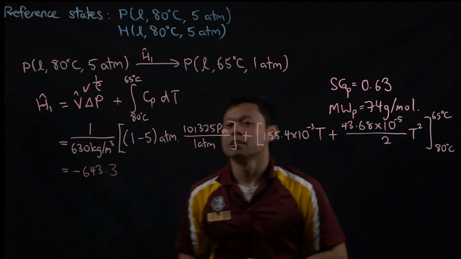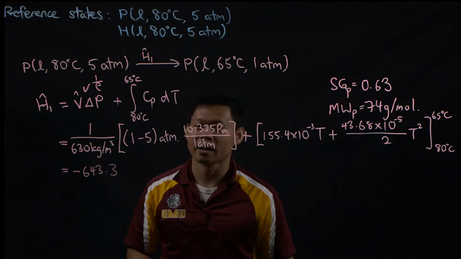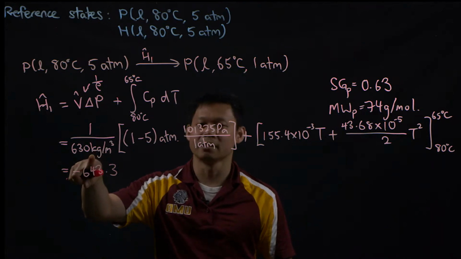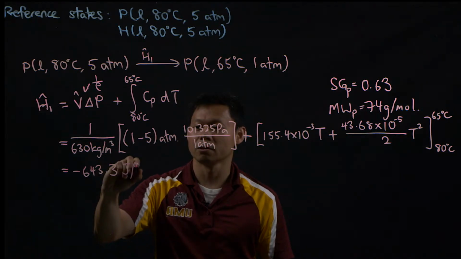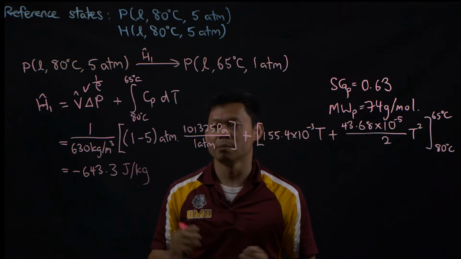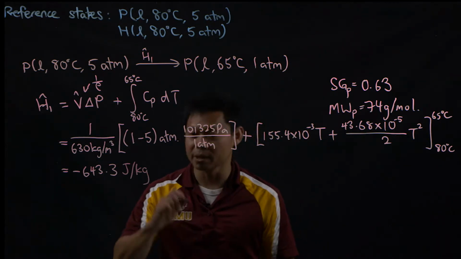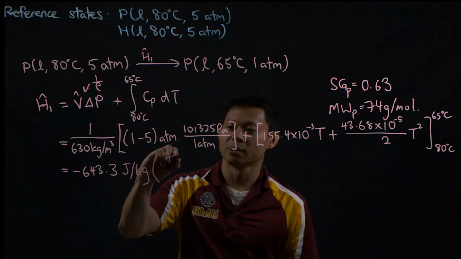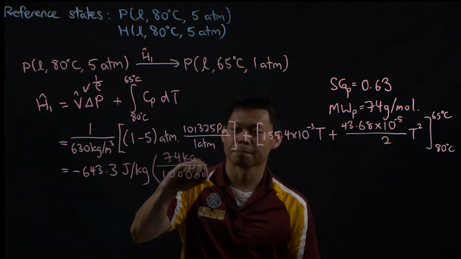643.3. In terms of the units, we know that this is some kind of specific enthalpy, so it has some energy per mole or energy per mass. Because this is a density, we know that this is going to be energy per mass, so in SI units, it will be joules per kilogram. But we are doing this entire problem on a per mole basis. So we need to convert this joules per kilogram to joules per mole, and that's where the molecular weight is going to come in. We need to convert kilograms to moles, so we're going to multiply that by our molecular weight, which is 74 kilograms per kilomole, or 1,000 moles.